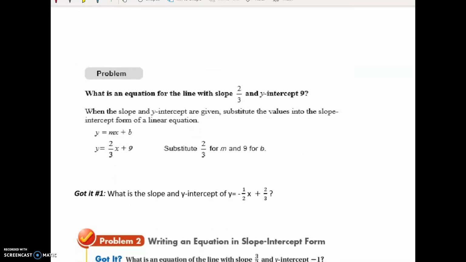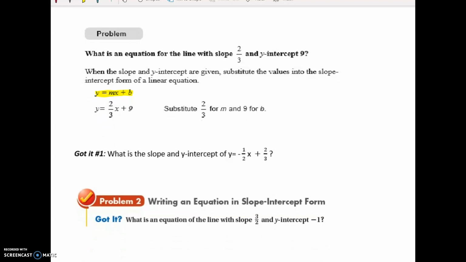Here is another example. What is an equation for the line with slope of 2/3 and a y-intercept of 9? With this problem, we're basically just plugging them into the formula. So we have y equals mx plus b here. And we're going to replace the m with the 2/3 and replace the b with the 9. So we have our equation, just using some substitution there.